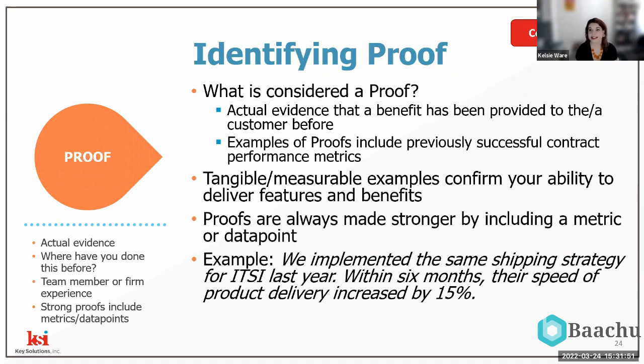And then the last step of this is to give them proof. So we can sit and say all day, well, we can do this and we can do this and we can do this. But the customer is going to say, okay, well, prove it, right? So proof is evidence that a benefit has been provided to either this customer or another customer before. So this could be previously successful contract performance metrics if you have tangible or measurable examples of your features and benefits being delivered. These are always made stronger by metrics. So if you have a cost figure or a percentage or a number, those are always going to make your proof points even stronger.